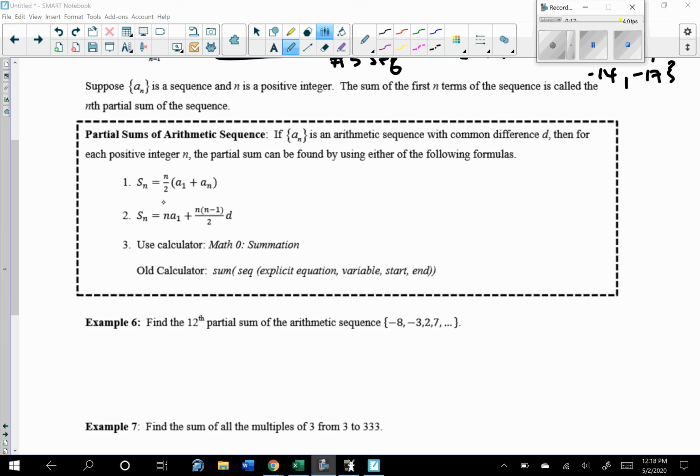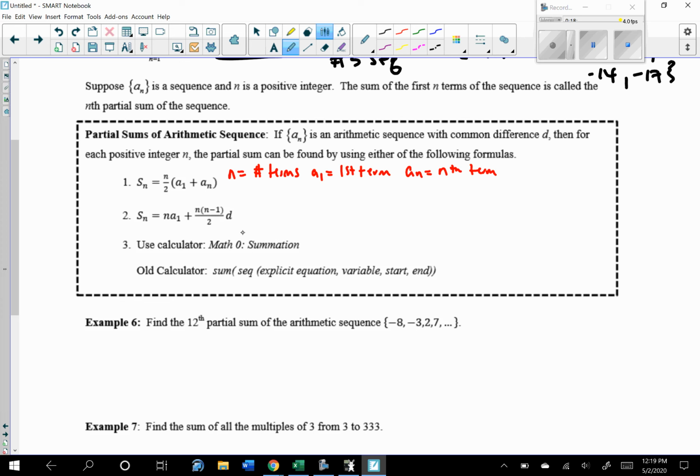So we just already talked about the first formula on the other page. So remember, n was equal to the number of terms. A sub 1 is the first term, and a sub n was equal to the nth term.